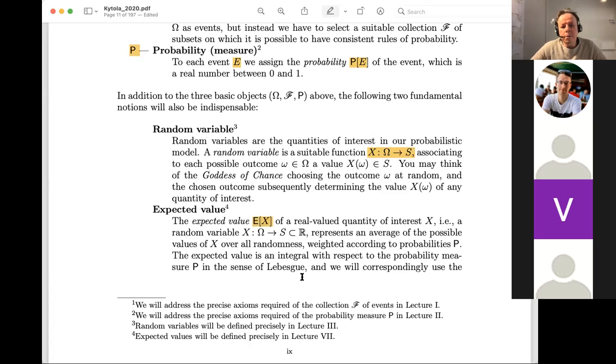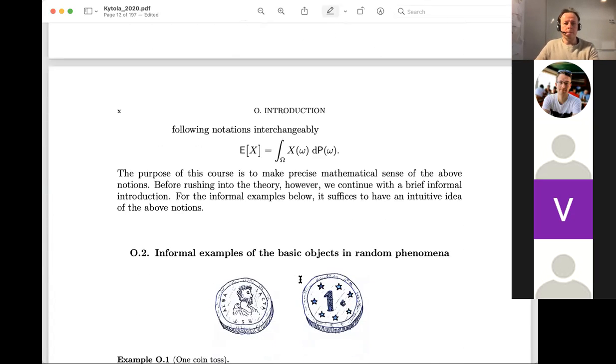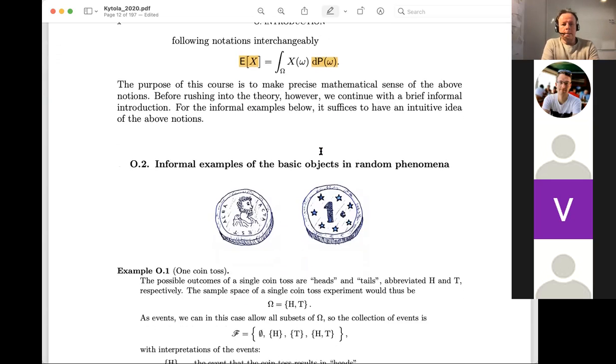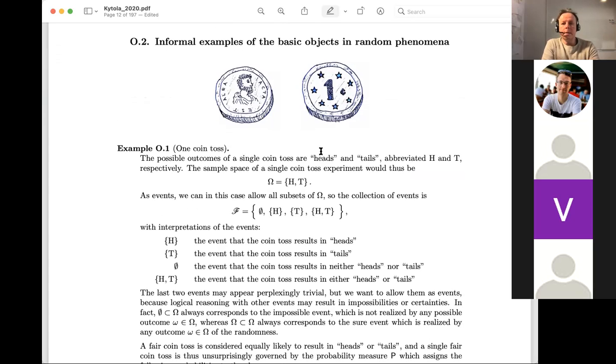The expected value is an integral, and we will learn about the Lebesgue integration theory. And we will eventually write the expected value of X as an integral over this abstract space omega with some measure, and we will learn what this means precisely. When this is a general measure, maybe it has a density, maybe not. Right. Then, okay, the basic example, maybe we will do a couple of examples next.